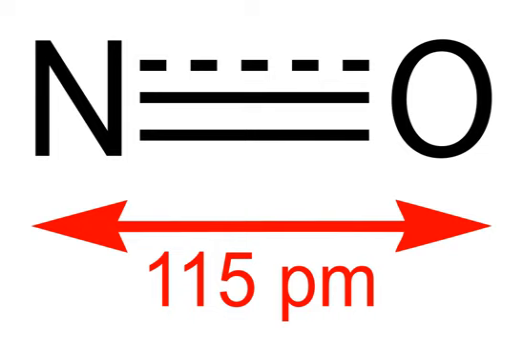Laboratory methods. In the laboratory, nitric oxide is conveniently generated by reduction of dilute nitric acid with copper: 8HNO3 + 3Cu → 3Cu(NO3)2 + 4H2O + 2NO.